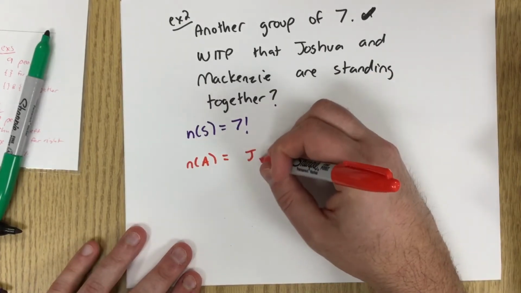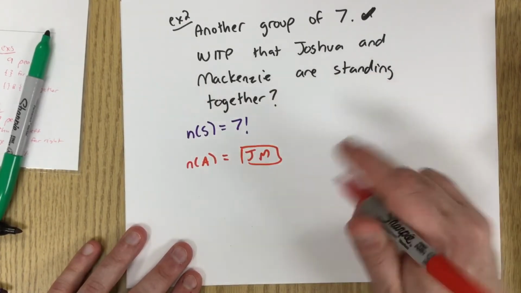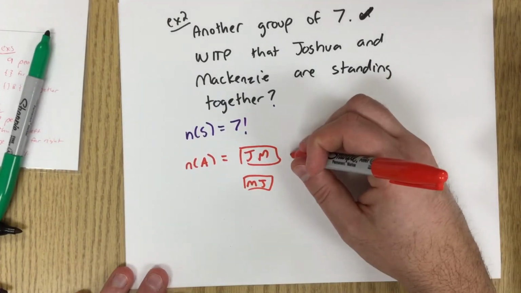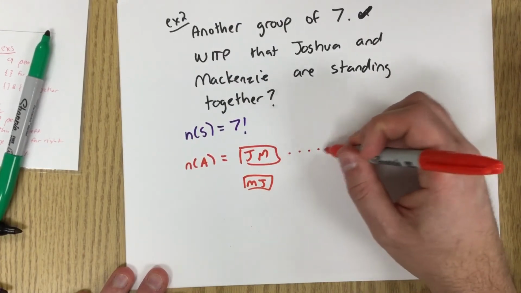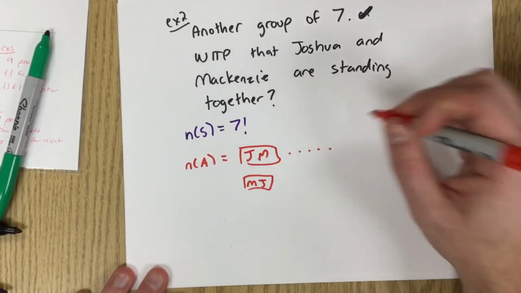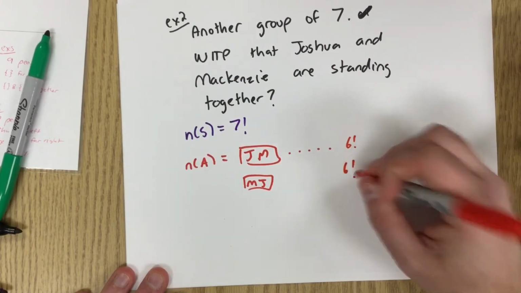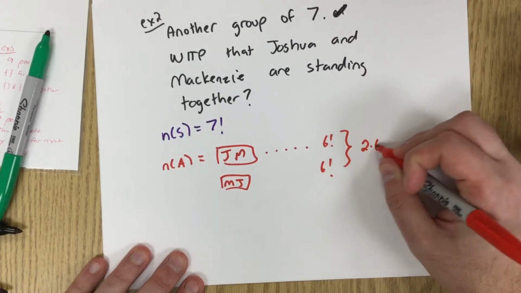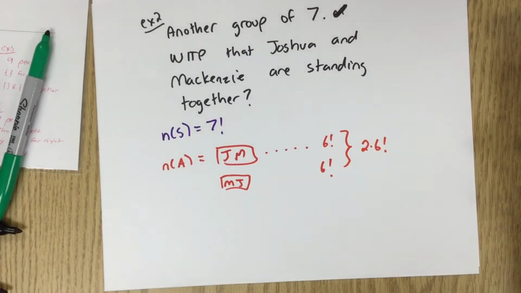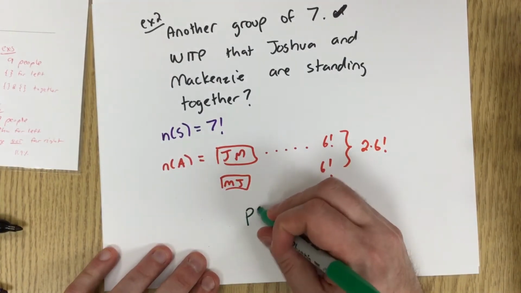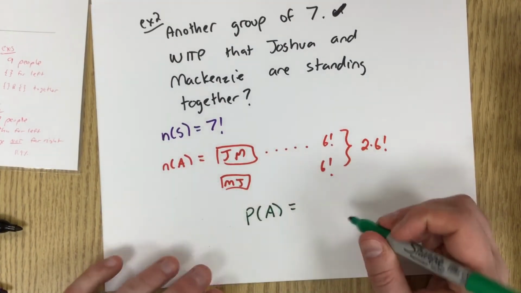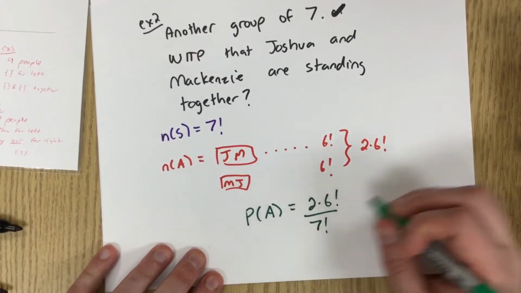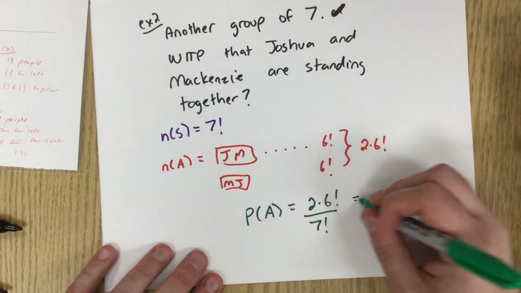so we have the Joshua and Mackenzie with other people, or the Mackenzie and the Joshua. So it's Joshua, Mackenzie, and another 5 people, 2, 3, 4, 5, which means we have a total of 1, 2, 3, 4, 5, 6. So it's 6 factorial and 6 factorial, which means it's going to be 2 times 6 factorial. So the probability of getting what we want is going to be NA over NS, which is going to be 2 times 6 factorial over 7 factorial, which turns out to be 2 over 7.